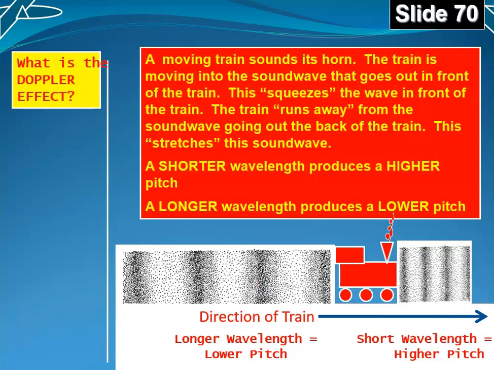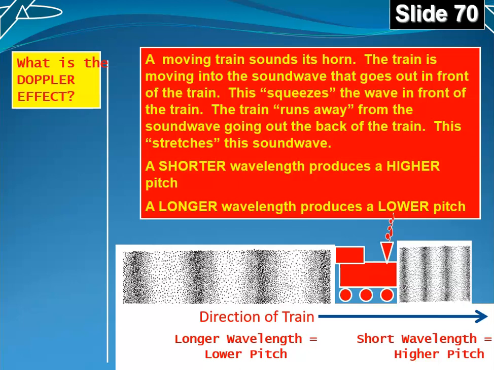Okay, the Doppler effect. A moving train sounds its horn. The train is moving into the sound wave that goes out in front of the train. This squeezes the wave in front of the train. The train runs away from the sound wave going out the back of the train. This stretches the sound wave. A shorter wavelength is going to be a higher frequency, and that produces a higher pitch. A longer wavelength produces a lower frequency, that produces a lower pitch.